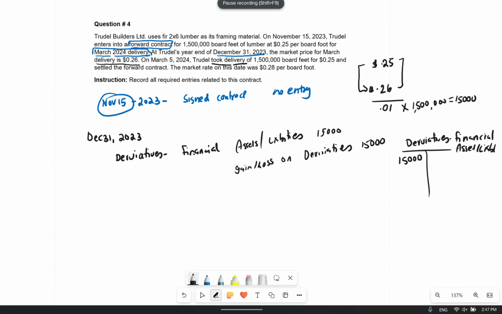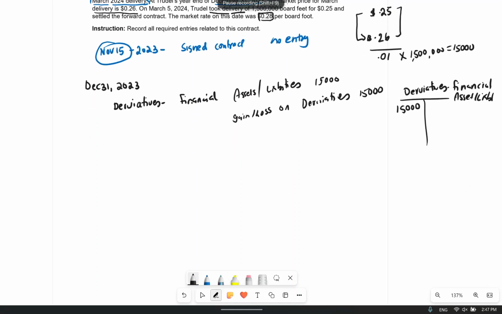the forward contract. The market rate on this date was 28, so the price that we're going to pay is 25 cents. So that will be the cash price that we have to pay them, because that was our contract that we're going to pay them 25 cents per lumber, and we had 15,000 lumbers at 0.25, and that will give me 375,000.